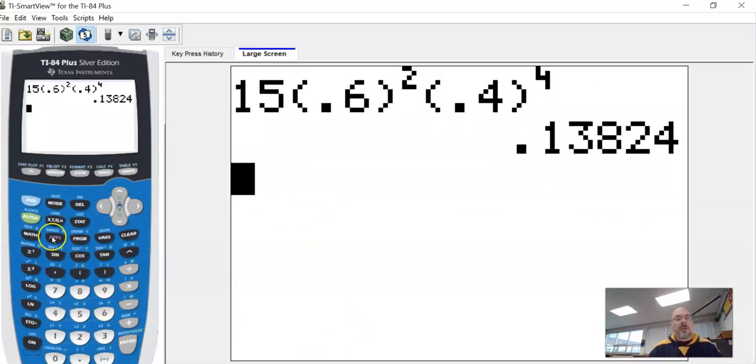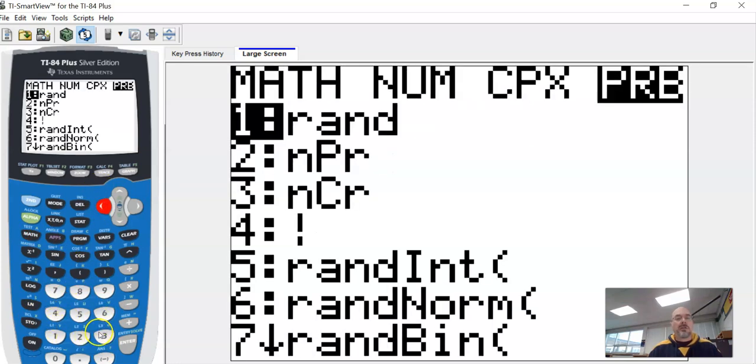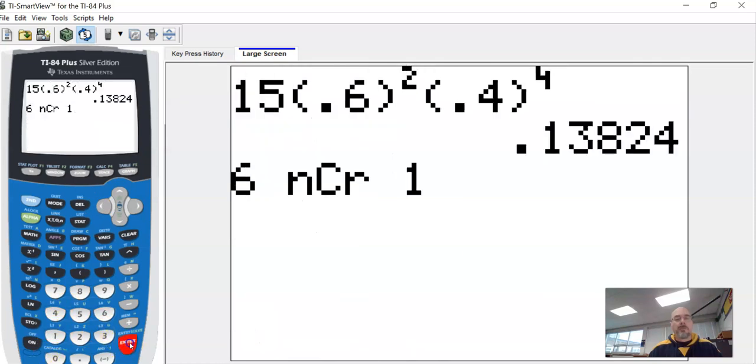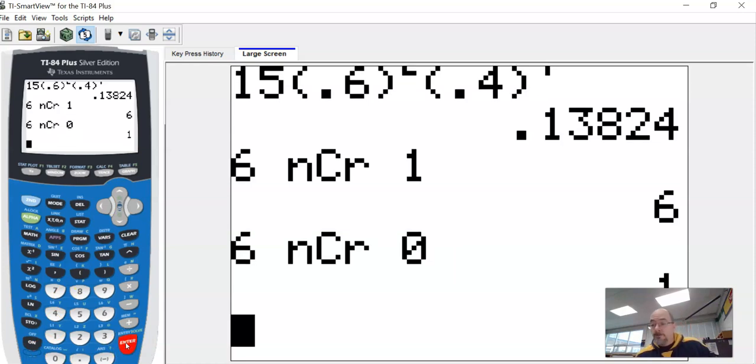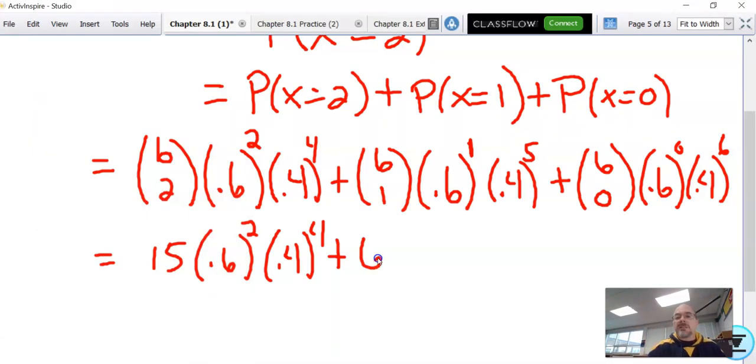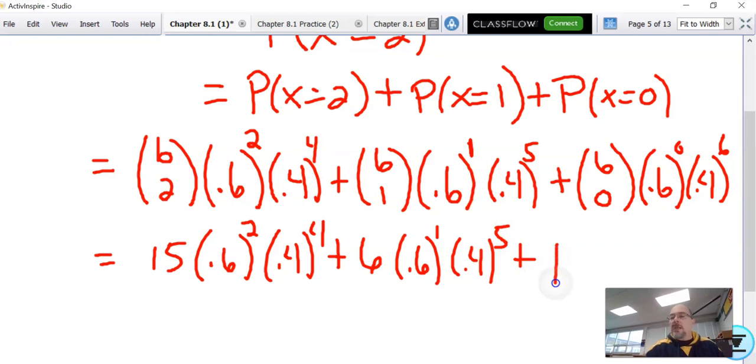Let's go ahead and look at that. 6 combination 1 is 6. 6 combination 0, ladies and gentlemen, is 1. All right, there's only one way that can happen. So this is going to be 6 times 0.6 to the 1st times 0.4 to the 5th plus 1 times 0.6 to the 0 times 0.4 to the 6th.